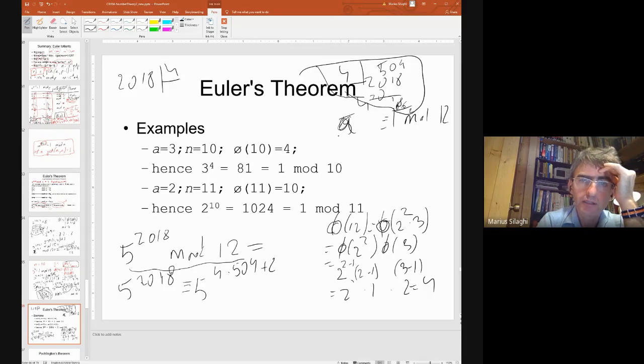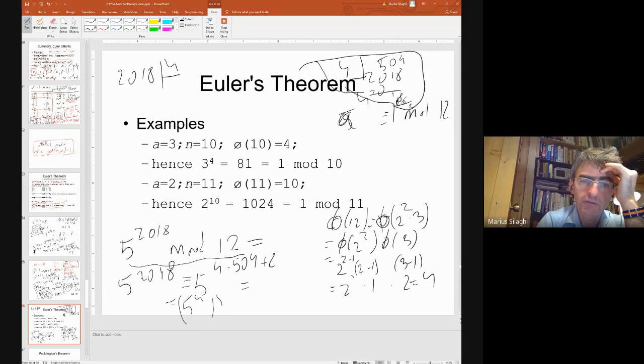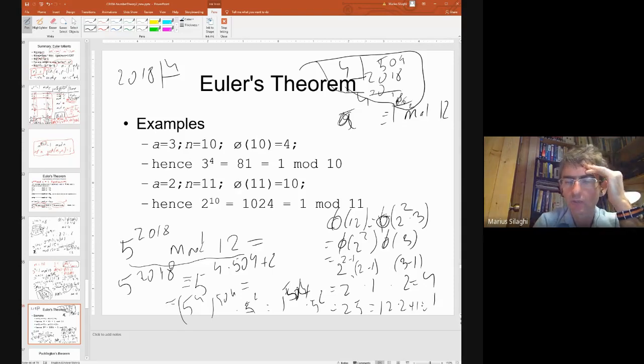Okay, so this is going to be equal to 5 at power 4, every single power 504, times 5 at power 2, which is equal to 1 from Euler's theorem at power 504, which is 1, times 5 at power 2, which is 25, which mod 12 is 12 times 2 plus 1, so congruent with 1. So the result is 1. Is it clear?